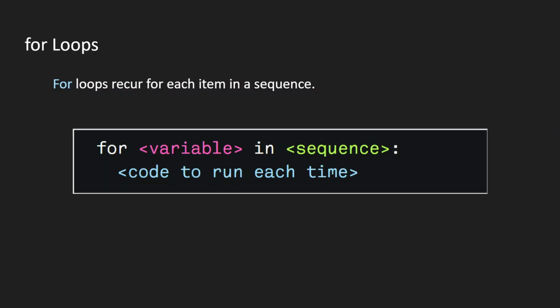Moving on to for loops. For loops occur for each item in a sequence. So for a variable in sequence, and then the code to run each time. And this variable can be referenced inside of that code, but it will not be available outside of this for loop.